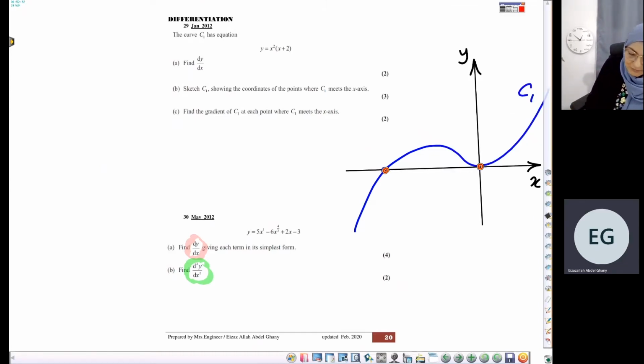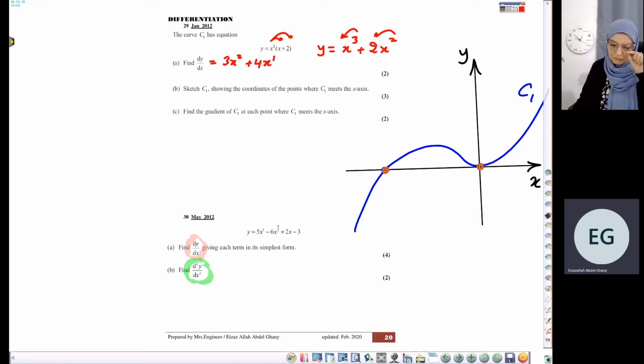So now question A. Here y equals x cubed plus 2x squared. If you expand, when multiplying, add powers. Then we need to find dy by dx. The power goes down, decreases by 1: 3x squared. The power goes down, it will hit the 2, so it is plus 4x to the power of 1. Power goes down, decreases by 1.